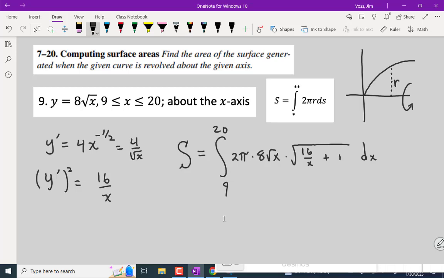So this is just like what we did a minute ago. There's the ds. The only difference is you put a 2 pi r in front. You put a circumference in front. So 2 pi r gives us a circumference. ds is our slant height. We integrate from 9 to 20. We will get the surface area.